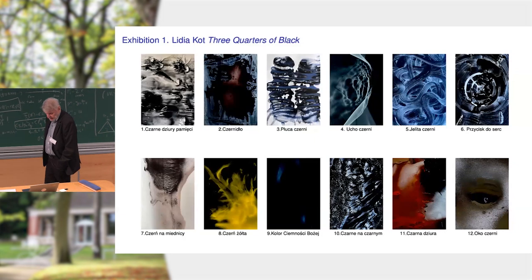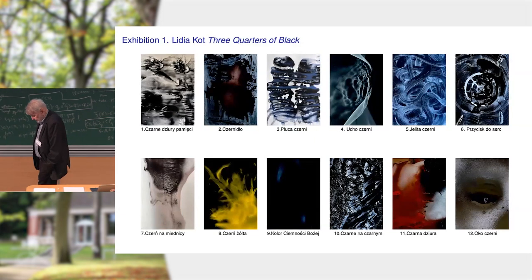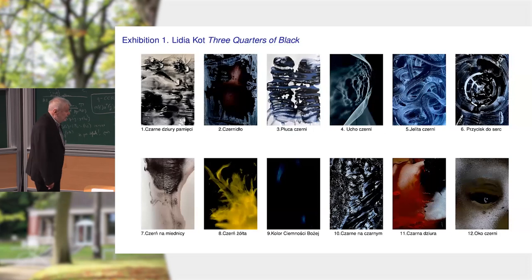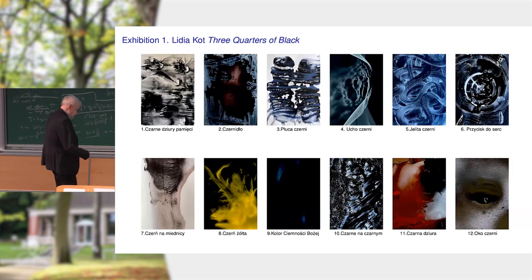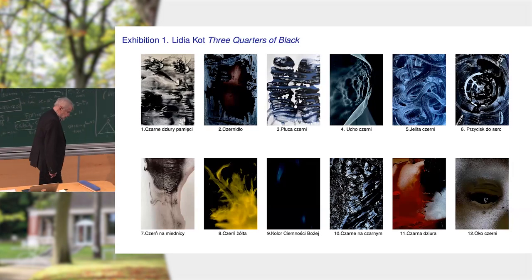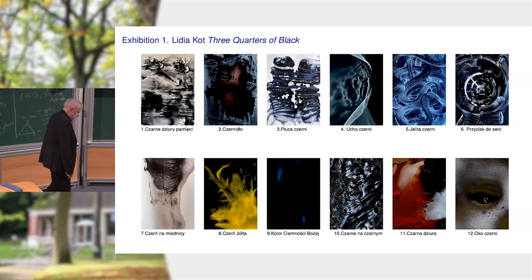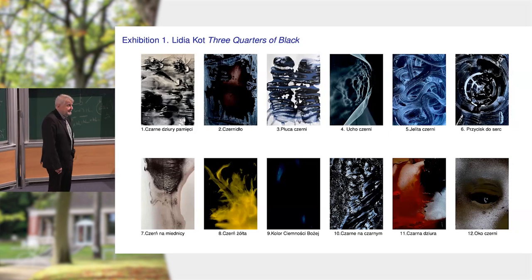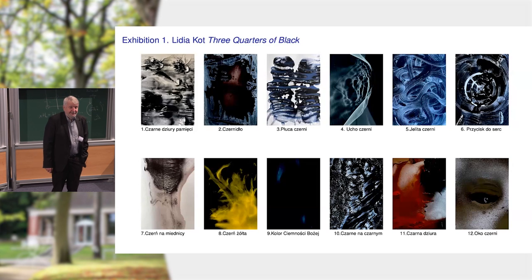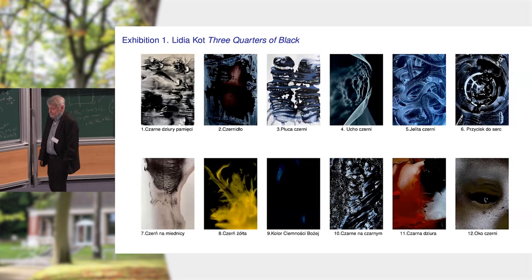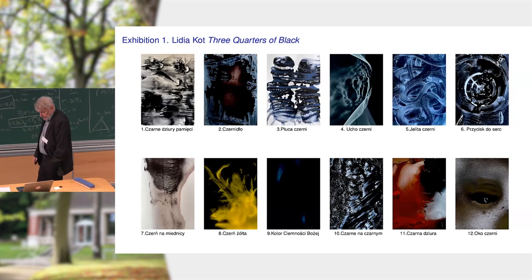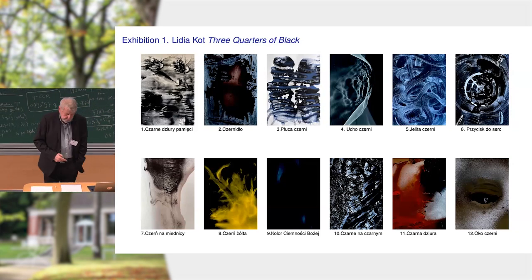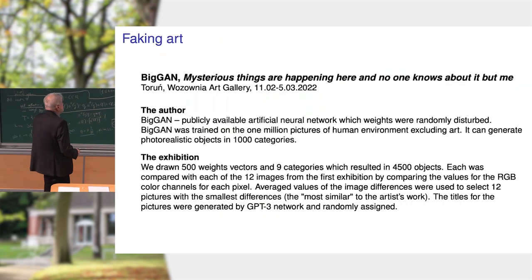And these are the pictures. You see that there are 12 of them. They are quite abstract. They have some titles, which are written here in Polish. I didn't dare to translate them into English because it does not make too much sense. In any case, these are the artist's inventions.